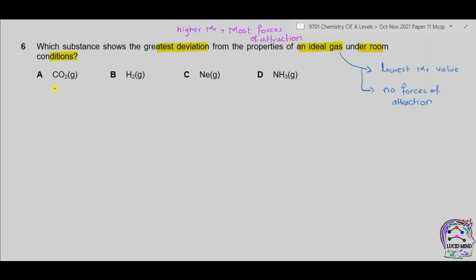In carbon dioxide we have carbon, which is 12, and oxygen is 16. 16 times 2 is 32, plus 12, it becomes 44. Hydrogen is 2. Neon has an atomic mass of 20.2. And ammonia is 14 plus 3 hydrogen, 17. Second thing is that we have to find the forces of attraction. The CO2 molecule is linear. We have partial negative oxygen at a 180-degree bond angle, so the dipole moment is 0.